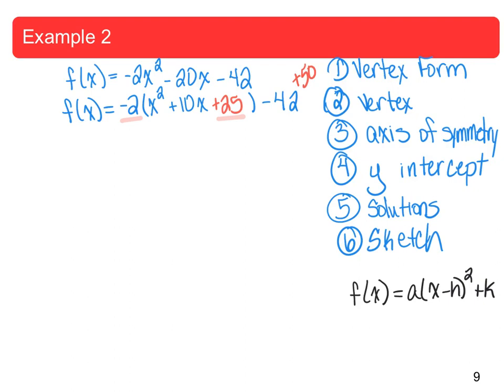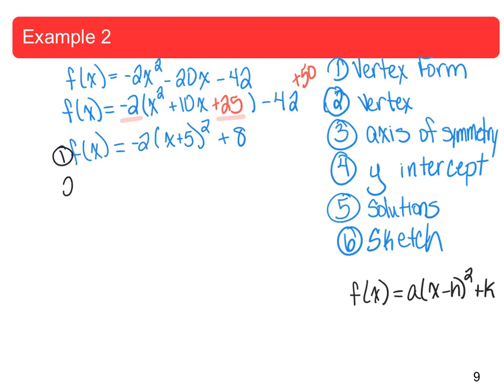Okay? Now we factor. Yes, question? It went to plus 50 because of the -2 on the outside. Correct. So 25 times -2 is -50, and we do the opposite. Good. So then I get x plus 5 squared plus 8. Okay? So that right there is the first part of this problem. This is number 1. It is my vertex form.